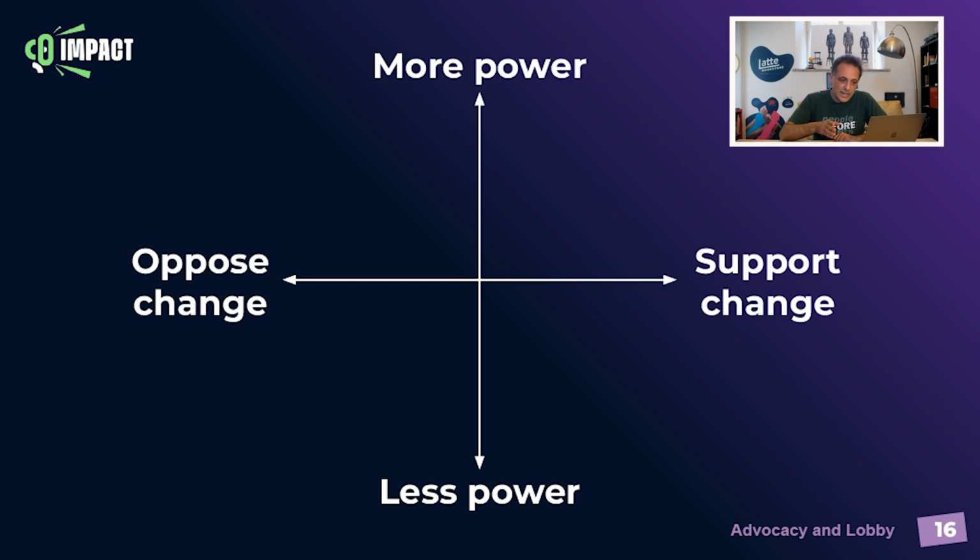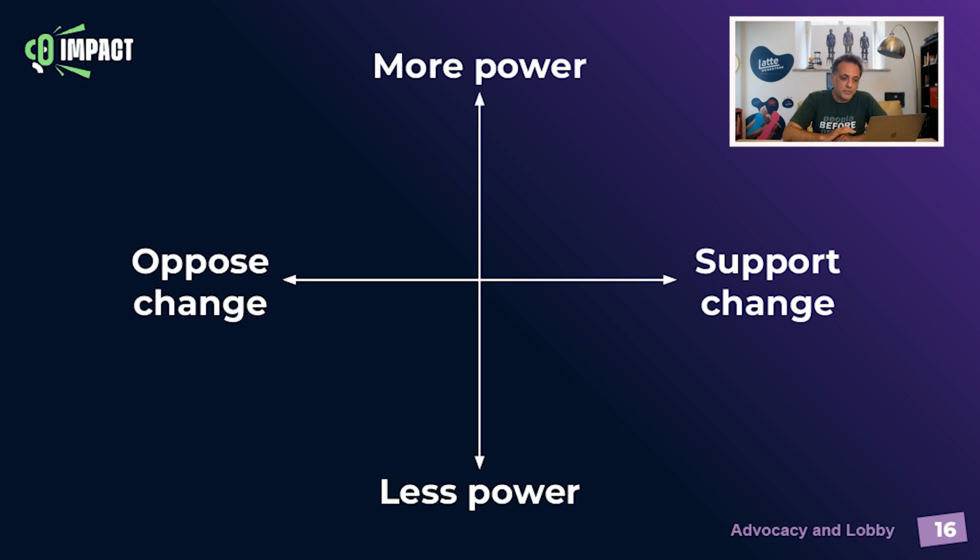There is the vertical axis and the horizontal axis. The vertical axis represents the power. So up is more power and below, of course, is less power. How much decision-making authority or influence does someone have over the issues that you are campaigning for?